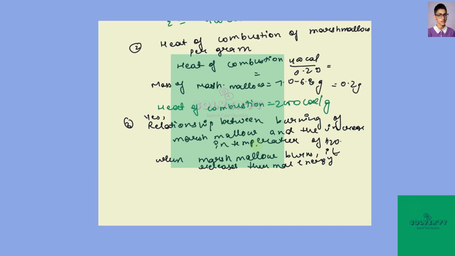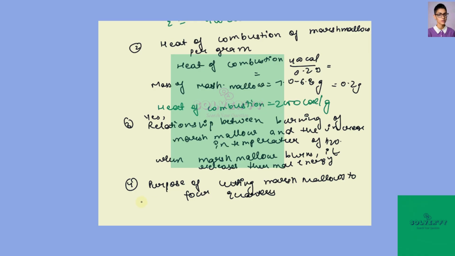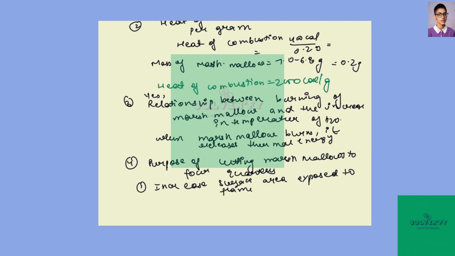Now the next one is the purpose of cutting marshmallows into 4 quarters. Firstly, this will increase the surface area that is exposed to the flame, then this will allow efficient burning.